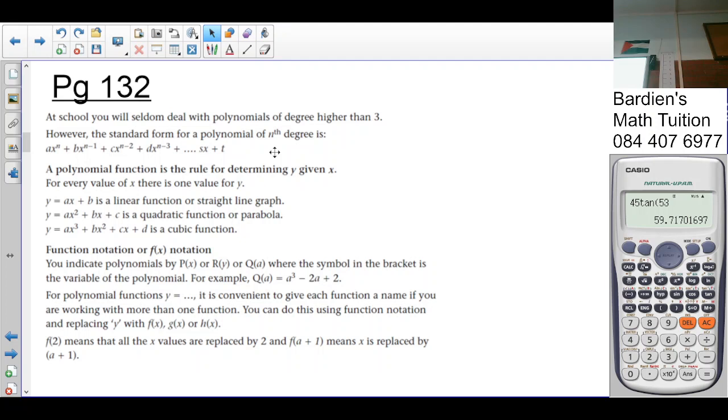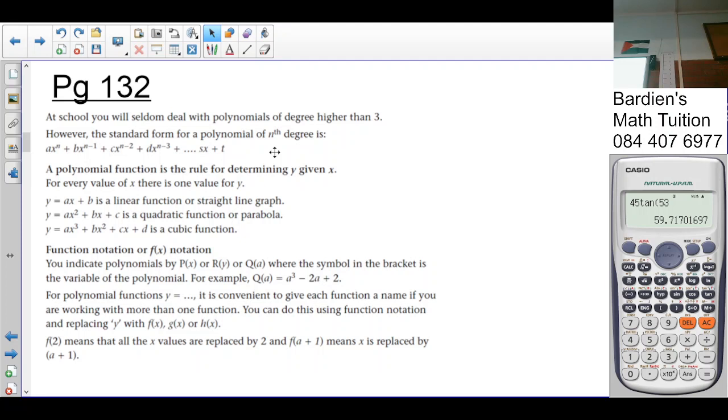Okay, but you don't have to memorize that. That is just the standard form. It's nothing major to be concerned about if you don't understand what I just said. I'm just showing you that whatever number n is, the next power is 1 less, and 1 less than that, and so on, till you get to a constant. That's the standard form.